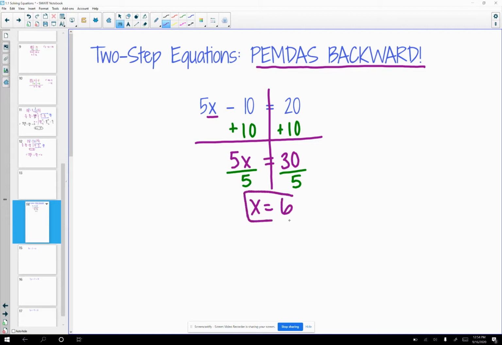So I am going to check my answer to see if a 6 works in my equation. So I've got 5 times 6 minus 10 equals, and 5 times 6 is 30, minus 10, and that gets me 20, just how I wanted it.